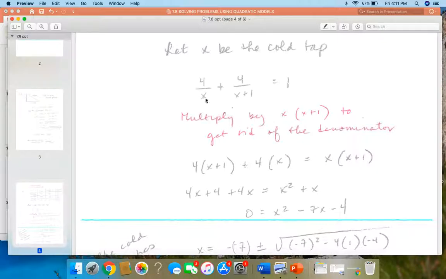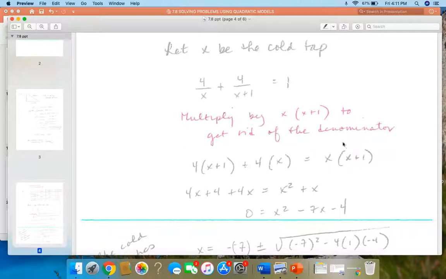When I multiply this one by X, the X's cancel out, and I simply have 4 times X plus 1. With this one, when I multiply by those two, I get the X plus 1's canceling out, and it's still got to be multiplied by X. And then 1, of course, needs to be multiplied by everything as well. So 1 times X plus 1.